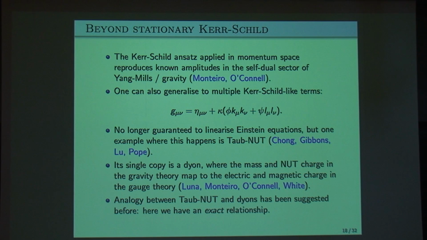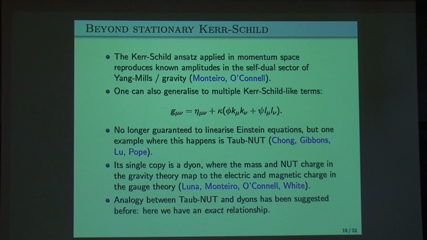Can we go beyond that? Well, the answer is yes, we can in a number of ways. First of all, if we apply the Kerr-Schild ansatz in momentum space rather than position space, then we find that we can reproduce known amplitudes in the self-dual sector of gravity. So I mentioned this paper earlier on. We actually know quite a lot about how the double copy works in the self-dual sector. We find that part of the paper can be rewritten in this Kerr-Schild language. That again convinces us that this Kerr-Schild idea is somehow pivotal to the classical double copy.